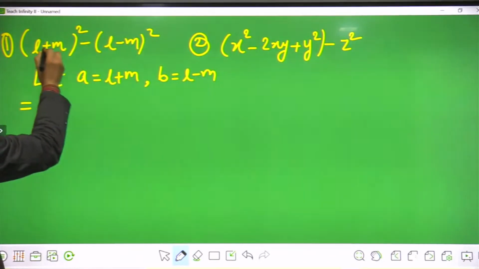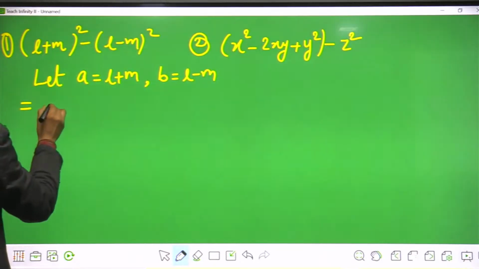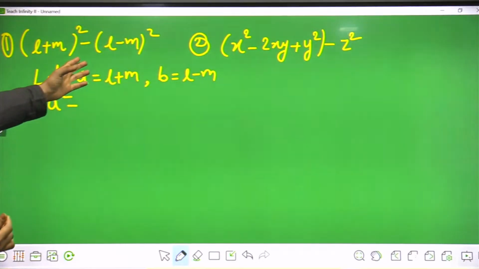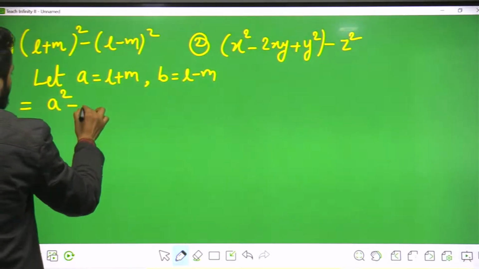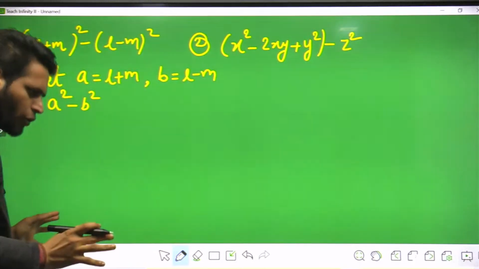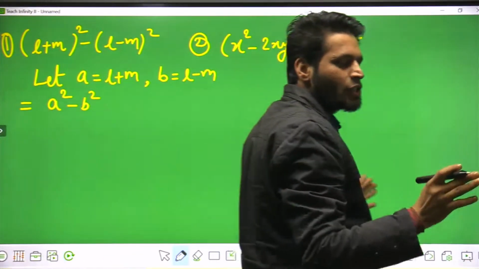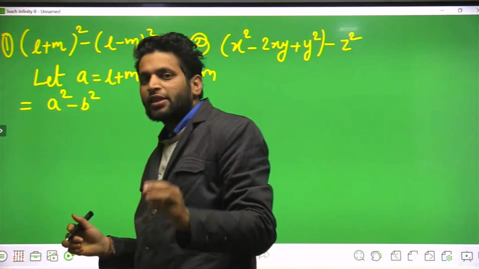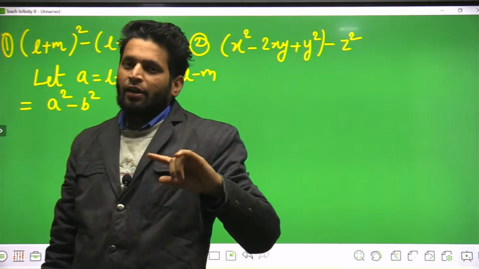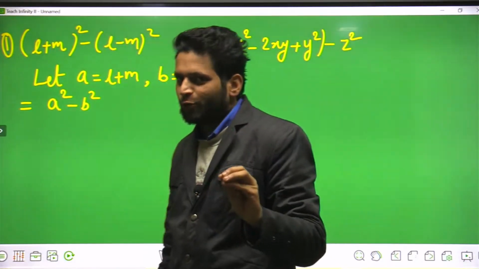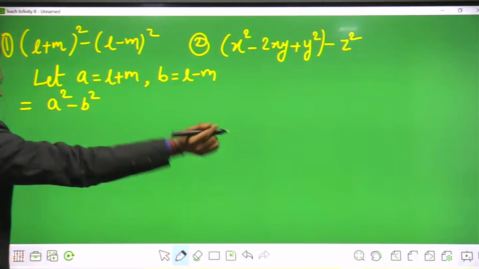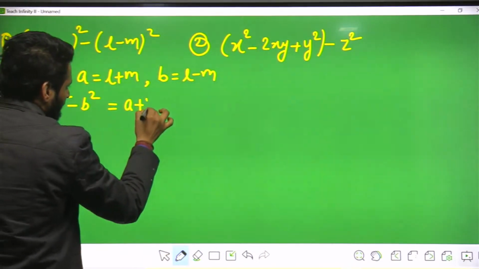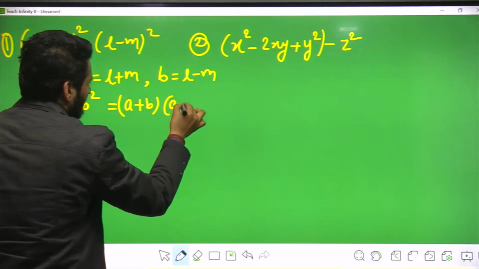The question becomes: in place of l plus m we write a square, minus, in place of l minus m we write b square. All students know very well what the result of a square minus b square is. It is (a plus b) and (a minus b). I hope you all understood. So we write here a plus b and then a minus b.